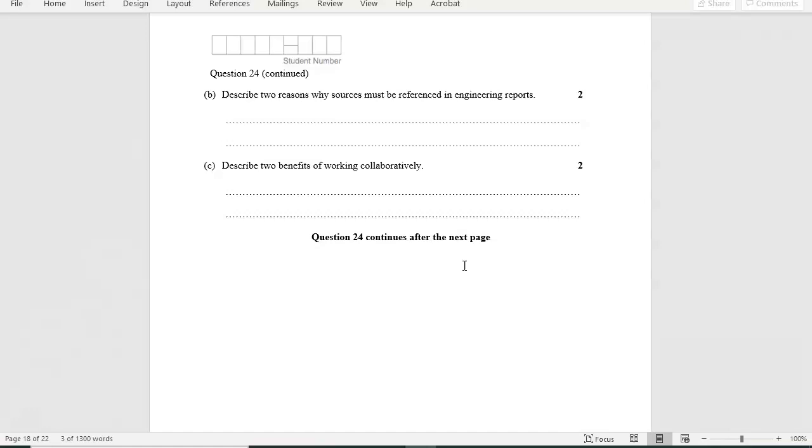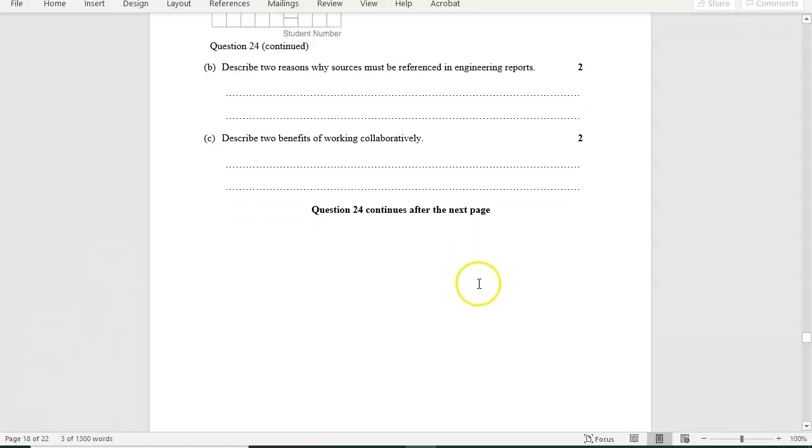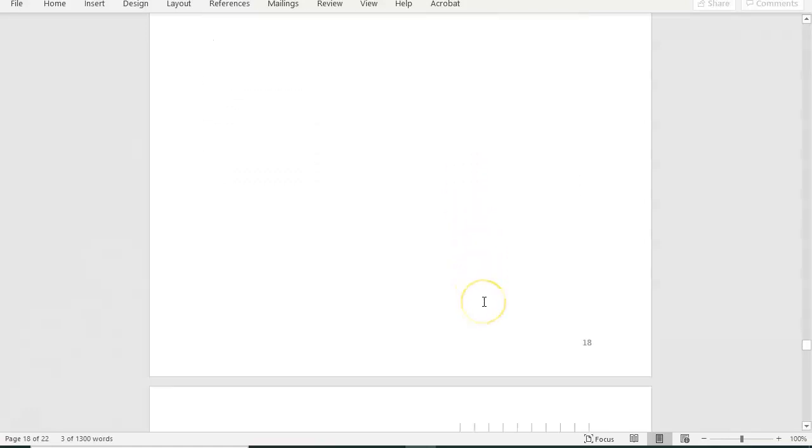Okay, describe two benefits of working collaboratively. Well, you can get more done. You can have a wider range of expertise, and it provides for greater perspectives. Some students have heard me talk about Invisible Women, and a big problem in design is that we often just don't consider other people's perspectives.